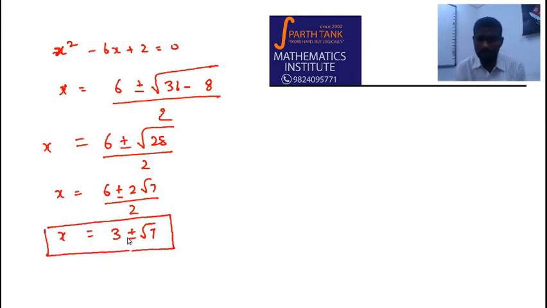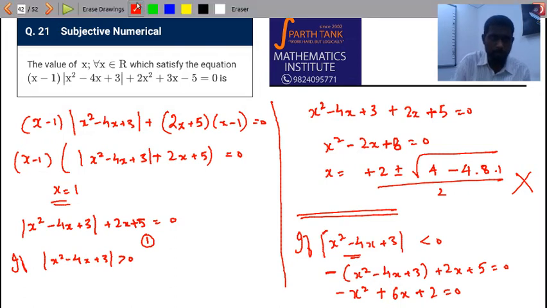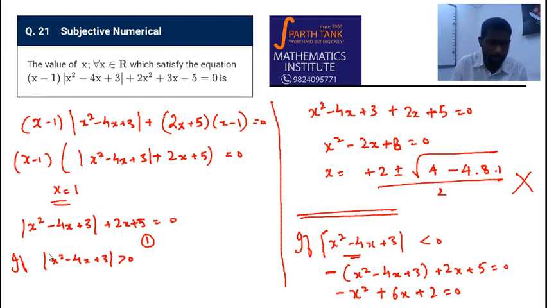Now, are these values allowed? How to determine that? See, first of all, at least when it was positive, this was imaginary, and so it is not allowed at all. But here, we have a certain condition already, right? We have said x square minus 4x plus 3 is less than 0. That is this, I'm sorry, that is without the mod. Mod is always greater than 0. Remember, these two conditions are without the mod.